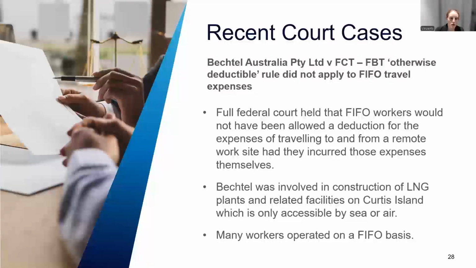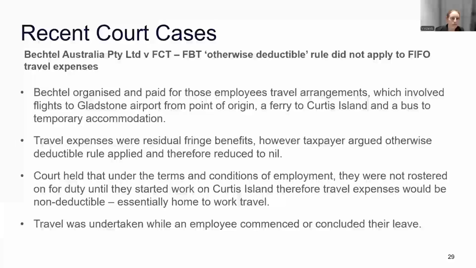So Bechtel was involved in construction of LNG plants and related facilities on Curtis Island, which is only accessible by sea or air. So many workers operated on a FIFO basis. Bechtel organised and paid for the employees' travel arrangements. So those arrangements involved flights to Gladstone Airport from a point of origin, so probably from their home, and then a ferry to Curtis Island and a bus to temporary accommodation on the island. The travel expenses were treated as fringe benefits.